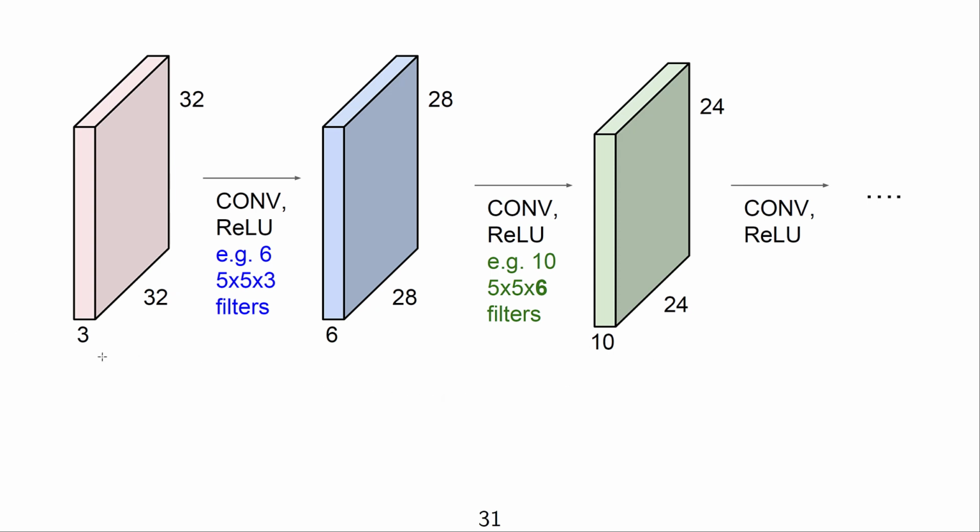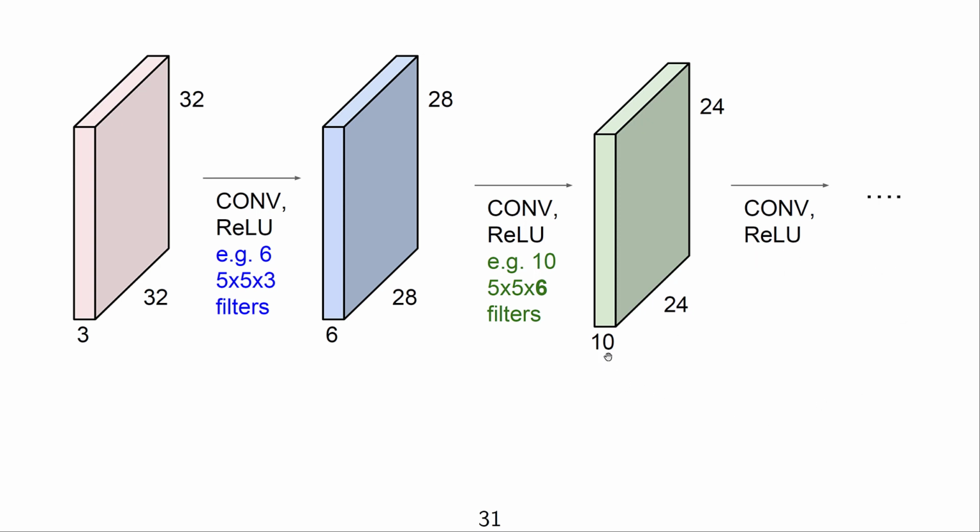So here an input 32 times 32 times 3 tensor is processed by a convolutional and a ReLU layer to yield this 28 times 28 times 6 tensor, which then again is processed by another convolutional and ReLU layer to yield this 24 times 24 times 10 tensor, and so on and so forth.